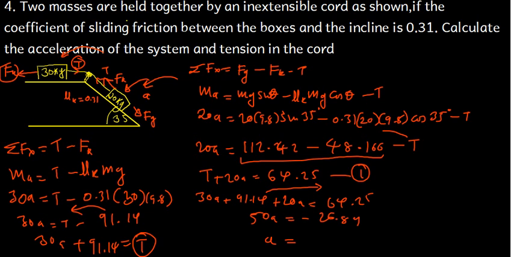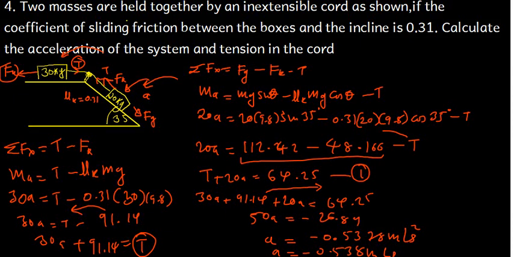So that is giving negative 0.538 meters per second squared. So that would be the acceleration, which we can also write as the acceleration is negative 0.538 meters per second squared.